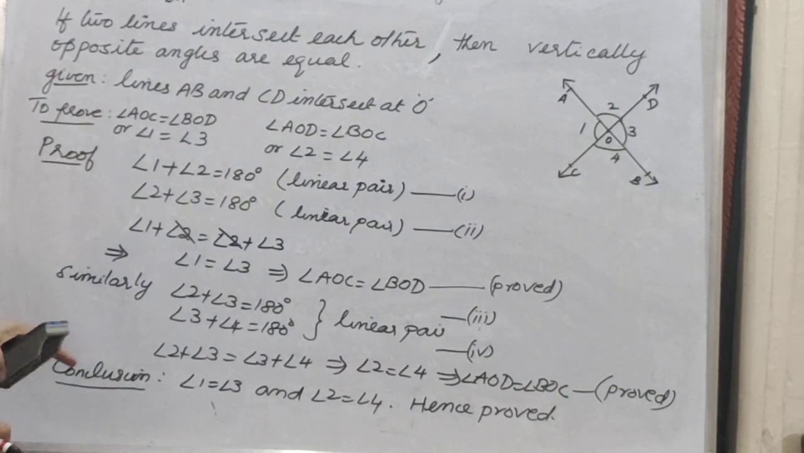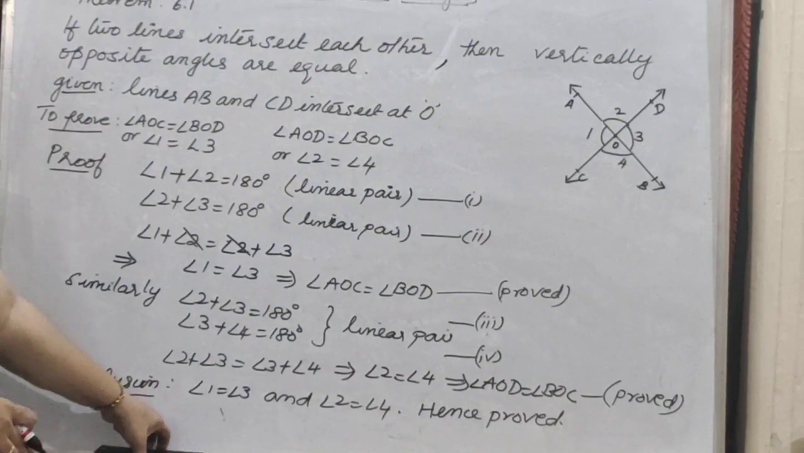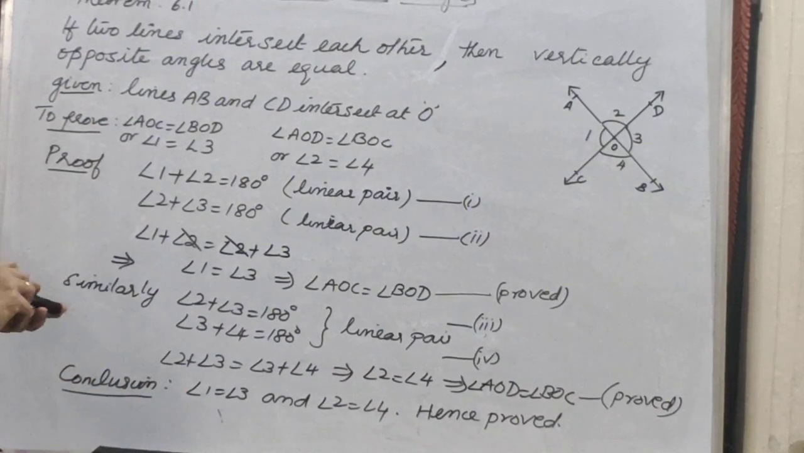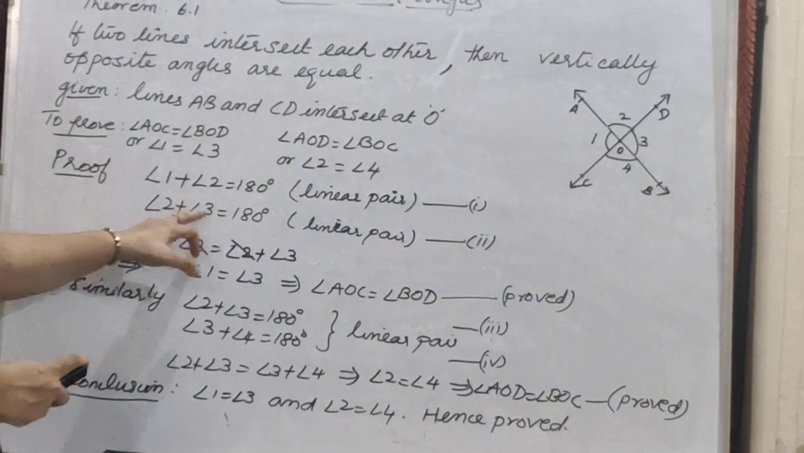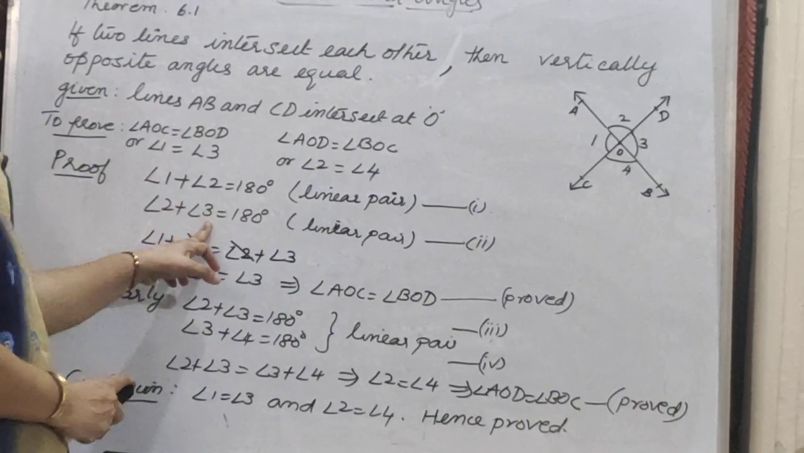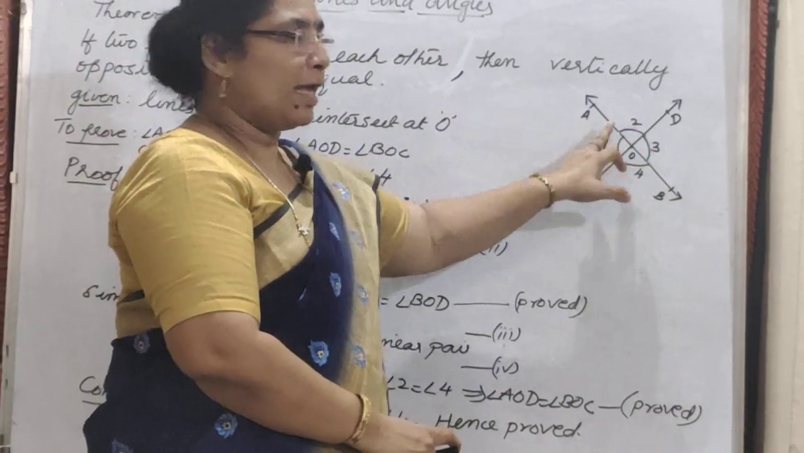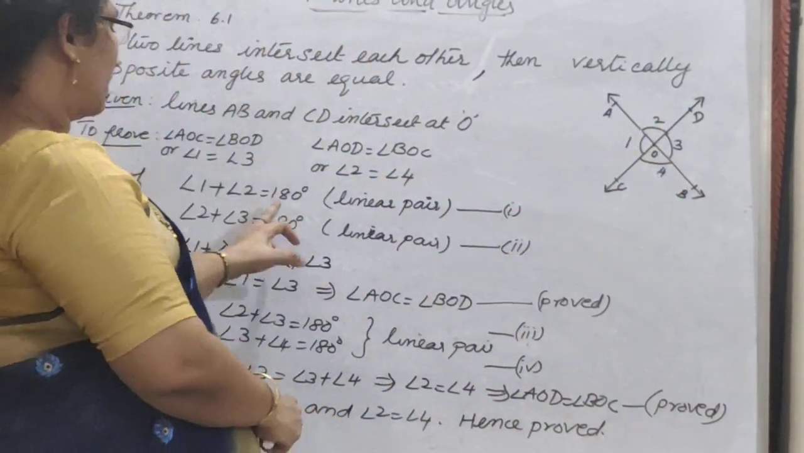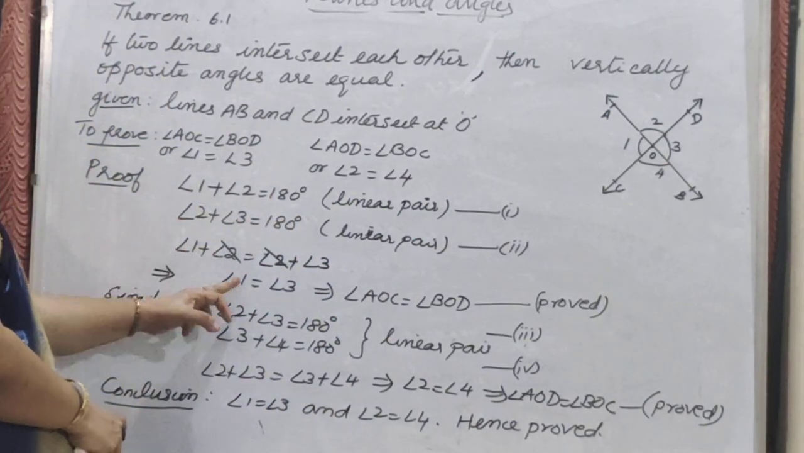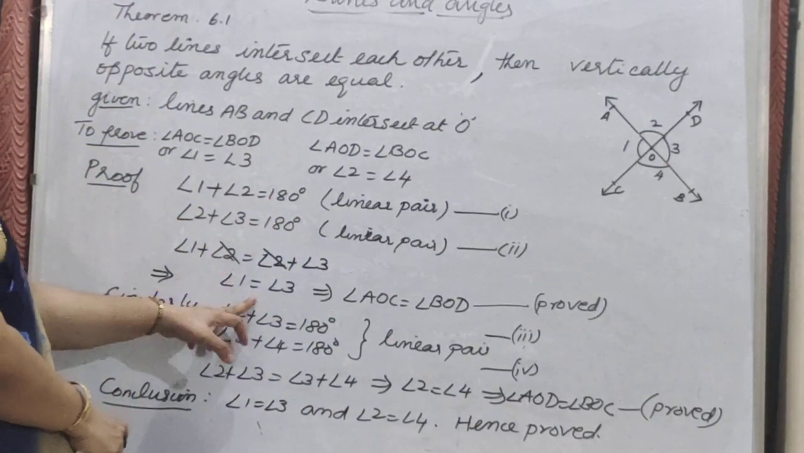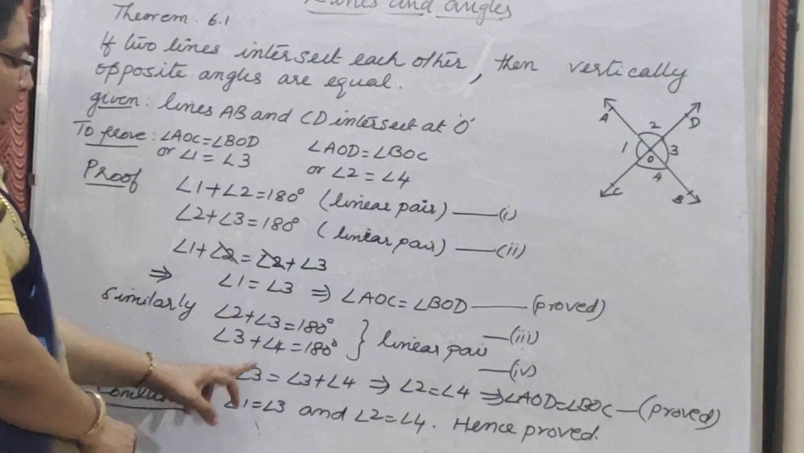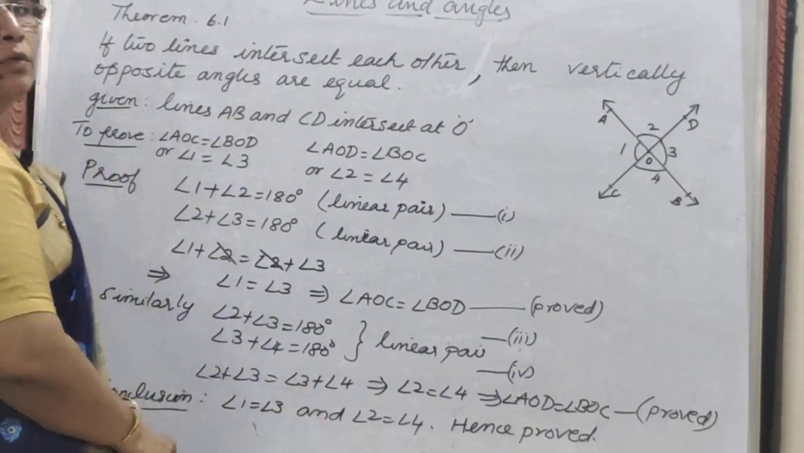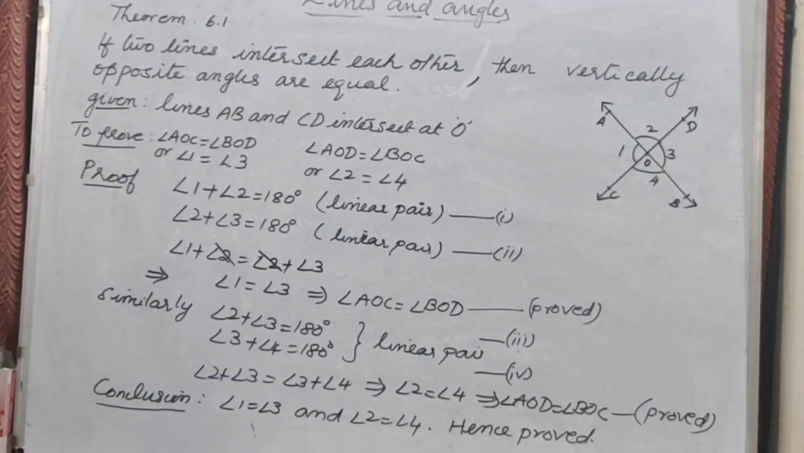Now we need the proof. Which proof have we applied here? Linear pair. So we know that angle 1 and 3 are to be proved. So 2 as a common we have taken. Angle 1 plus 2 equal to 180 degree. Similarly 2 plus 3 equal to 180 degree. Now from this what have we cancelled? 2 cancelled. So angle 1 equal to 3. Similarly angle 2 equal to angle 4 also we can prove.